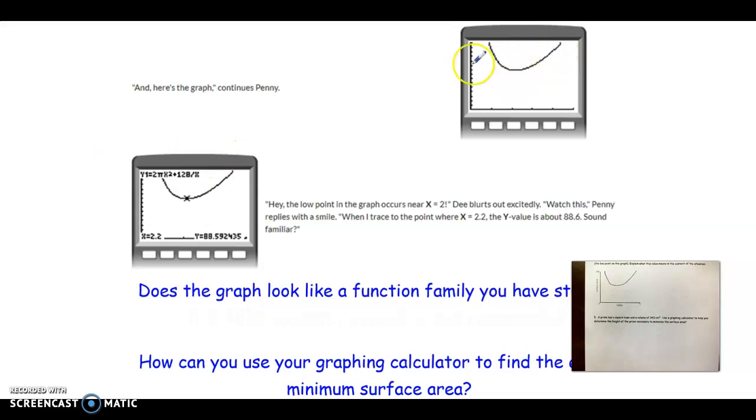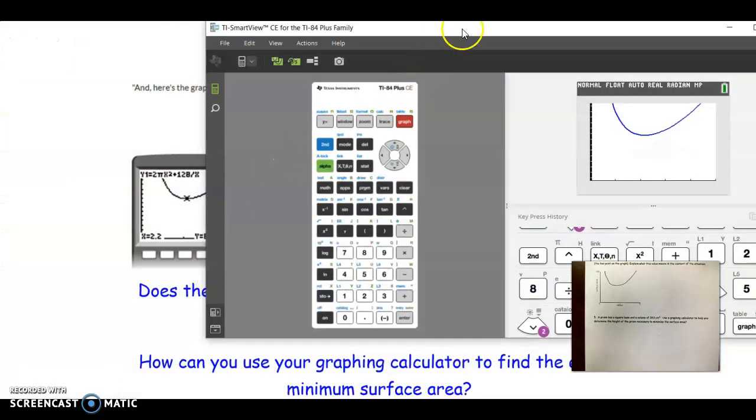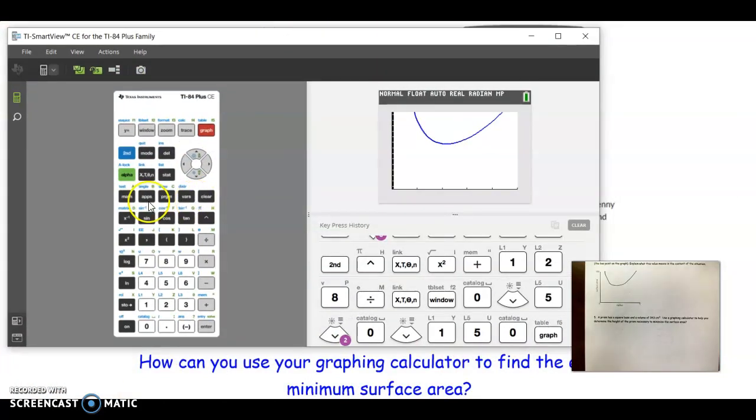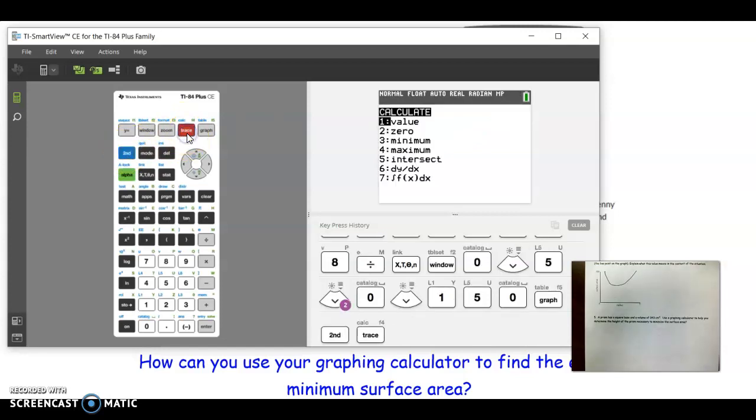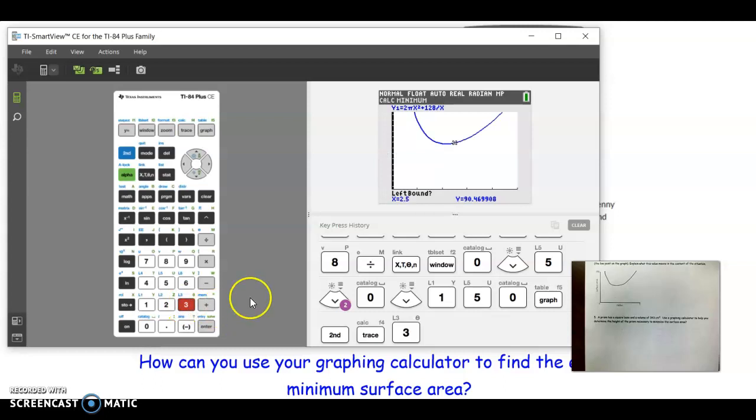So here's our graph. That's what we looked at. Now, just like you did with quadratics in Algebra 1, we're going to find the minimum value. To do that, you're going to hit second trace, because in blue above trace it says calc, and we're going to do a calculation. So press second calc. We want the minimum value, so you're going to press number 3, because that's what we're trying to do, is find the minimum surface area.